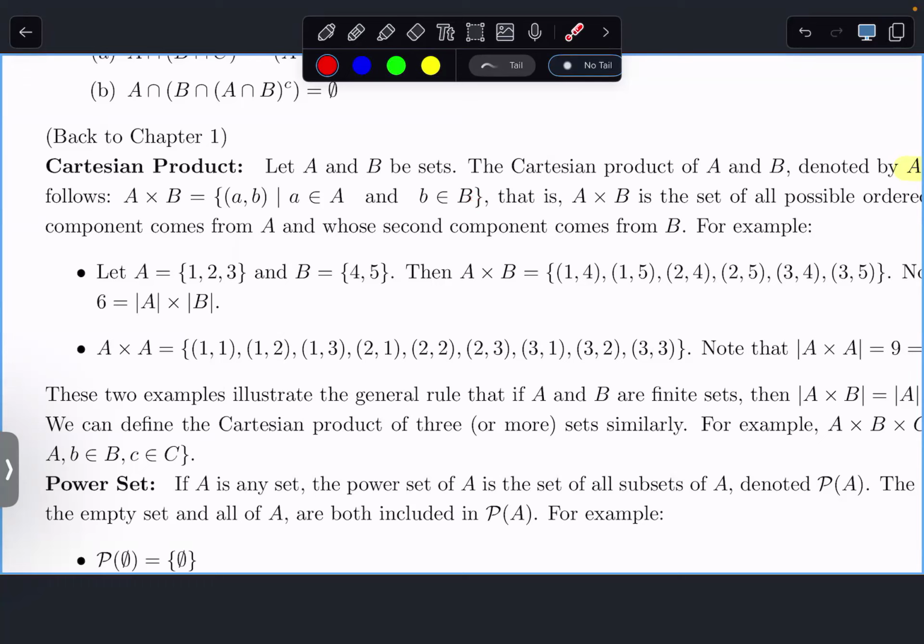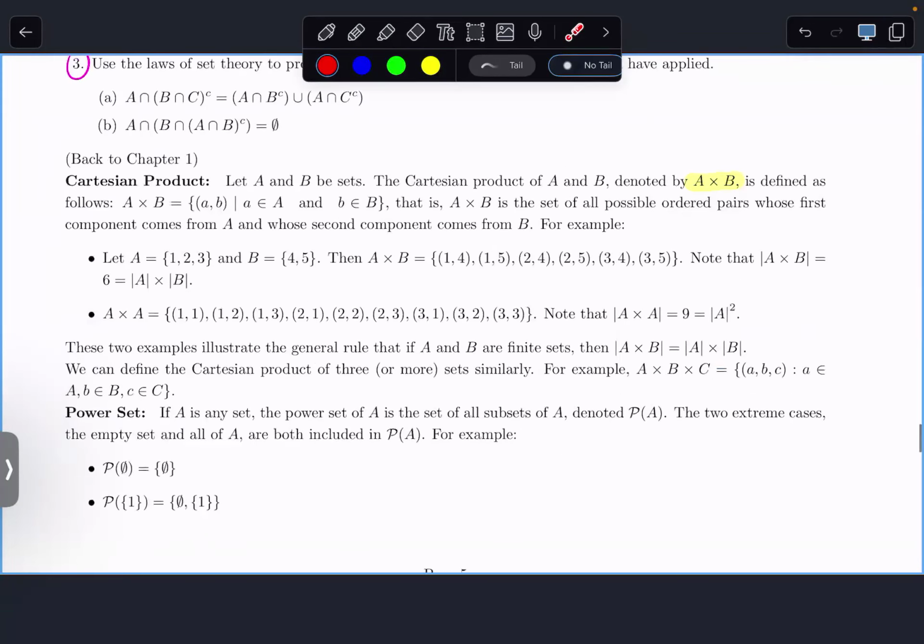Still kind of hard to see, but what does that mean? It means it's going to be all the possible ordered pairs where the elements of A are the first element and the elements of B are the second element. Okay.